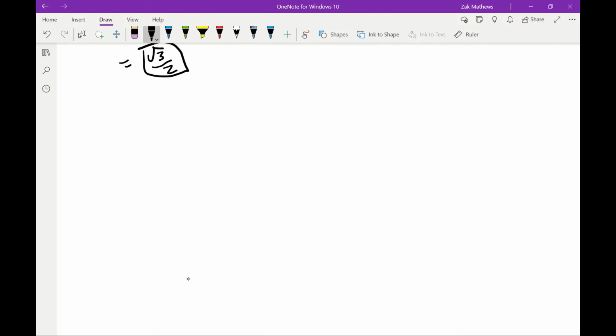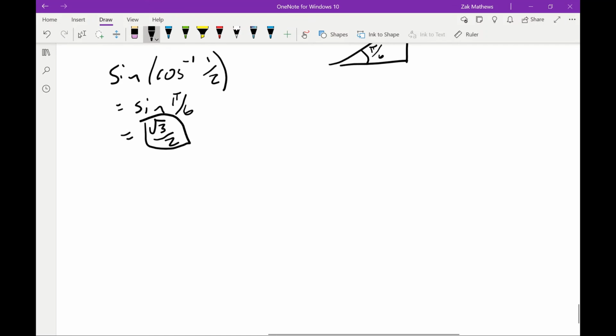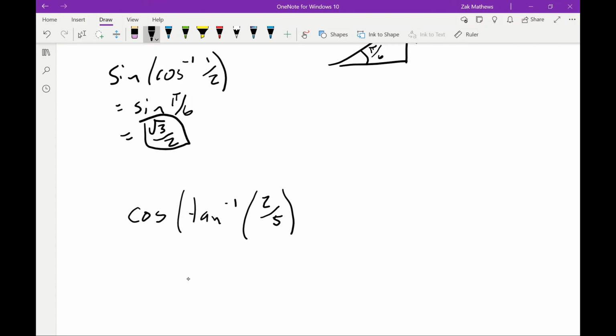What if we have something where we don't know what the angle is? So let's say we have the cosine of the inverse tangent of 2/5. Well, I have no idea where a ratio of 2 over 5 occurs. I could find it if I wanted to. I could type this in the calculator and get an approximate value, but I don't want to. I want to use exact values, so I'm going to think about this in terms of its picture.